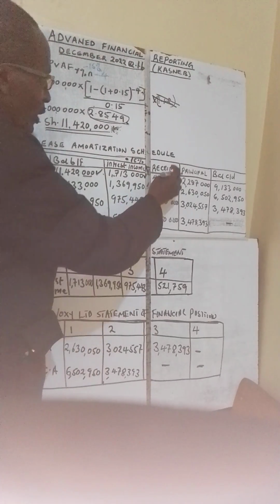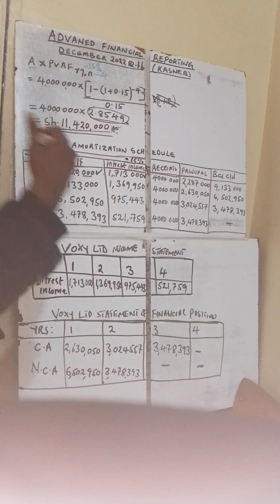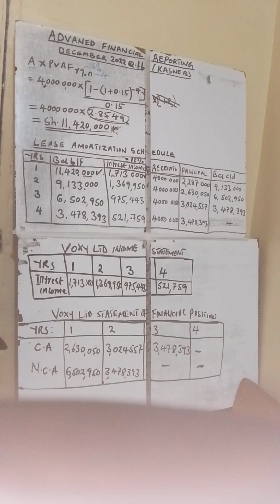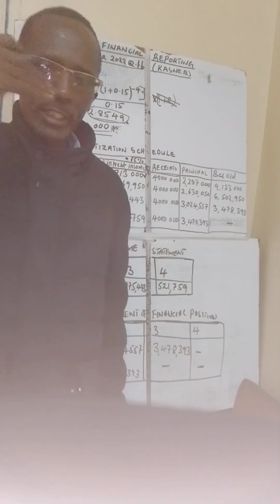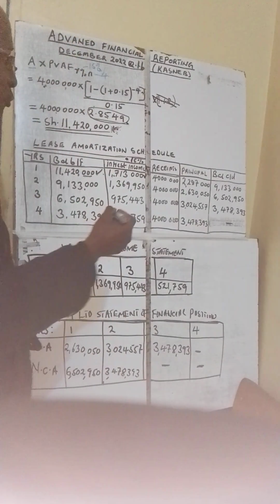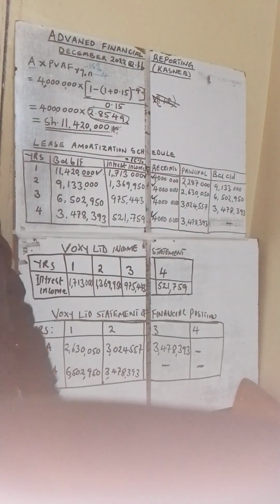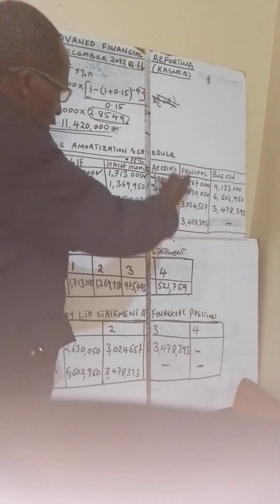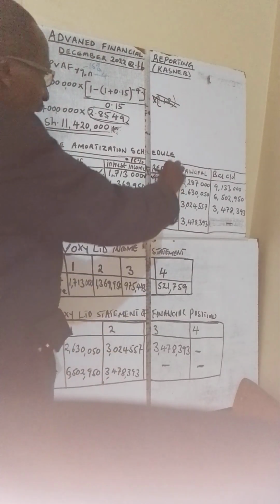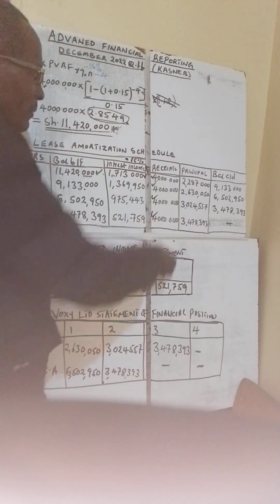1,713,000. Now the column for receipts remains constant because it is what we are paying per year. This figure here, the annuity, each year we are paying 4 million by the end of each year, that is by December. So when you are preparing the lease amortization schedule, you can fill in this part straight away without wasting time, because these figures don't change.